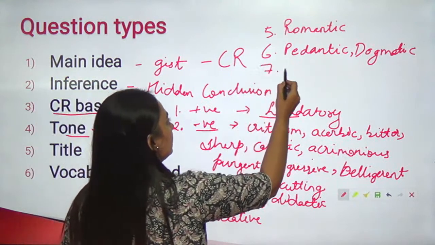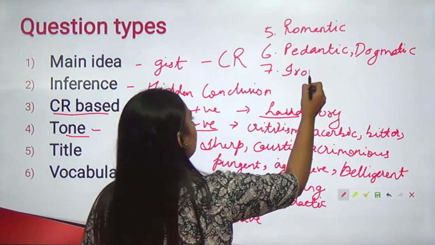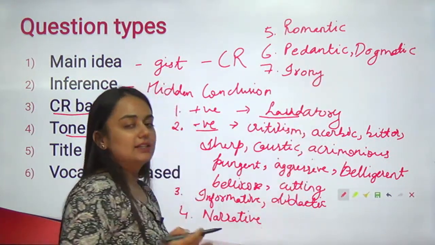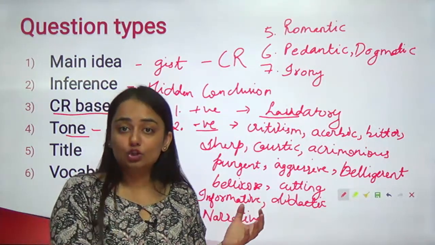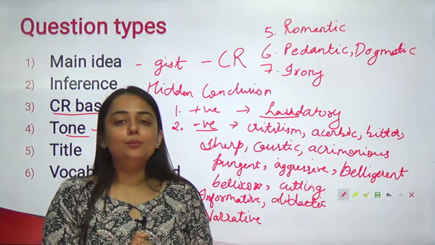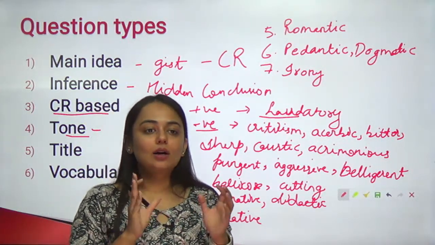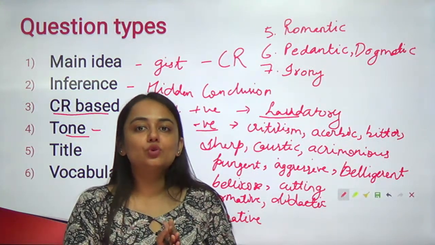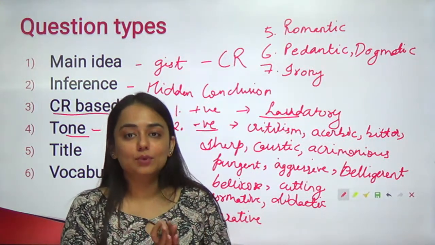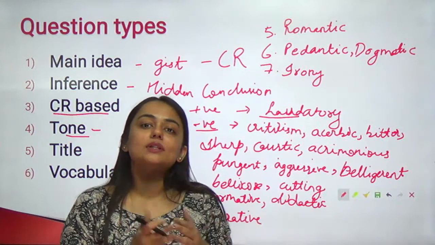Seventh is irony. Irony is incongruity between the reality and the things that are shown to you. Now, for example, Mulk Raj Anand has written a novel on a little boy whose name is Coolie. The novel's name is Coolie. The boy's name is Raja.